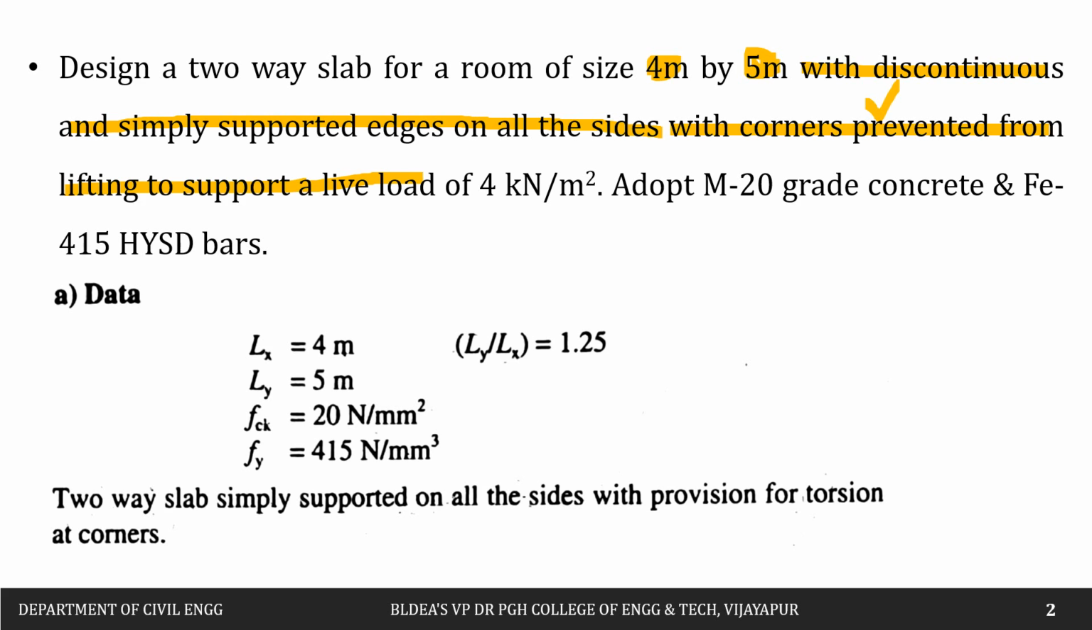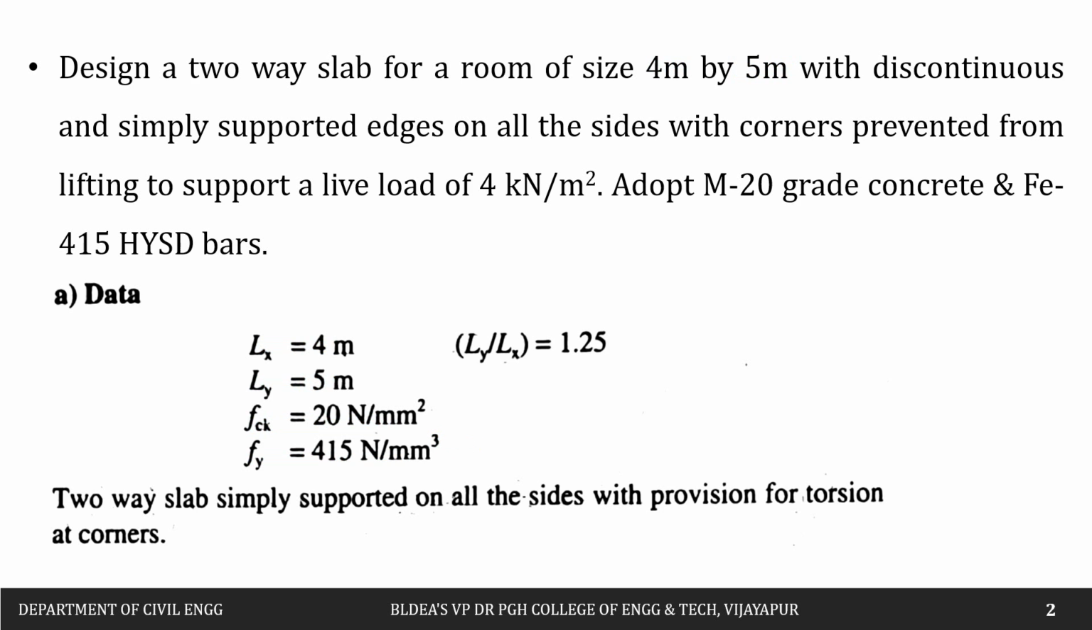so as to support a load of 4 kilonewton per meter square. Adopt M20 and Fe415 steel. So Lx is given, that is 4 meters, Ly is 5 meters. So first, fck is 20 Newton per mm square, fy is 415 Newton per mm square. Right? This is not cube, this is square.